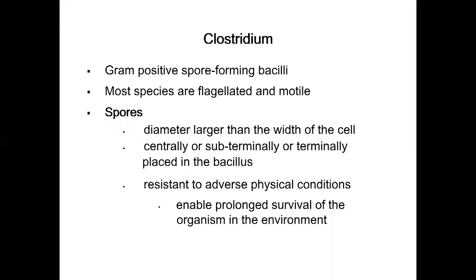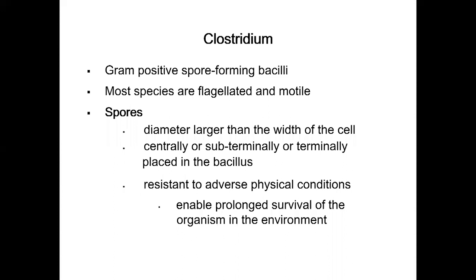So as a spore-forming organism, it has spores, and once it is a bacillus that has a spore in it, the diameter of the spore is larger than the width of the cell. So you have a bacillus, if you remember, these are rectangular shaped organisms with the length and the width. If you have part of it with something bigger, it will cause a distension in that part where it is located. So that is what we mean by the diameter of the spore is larger than the width of the cell.